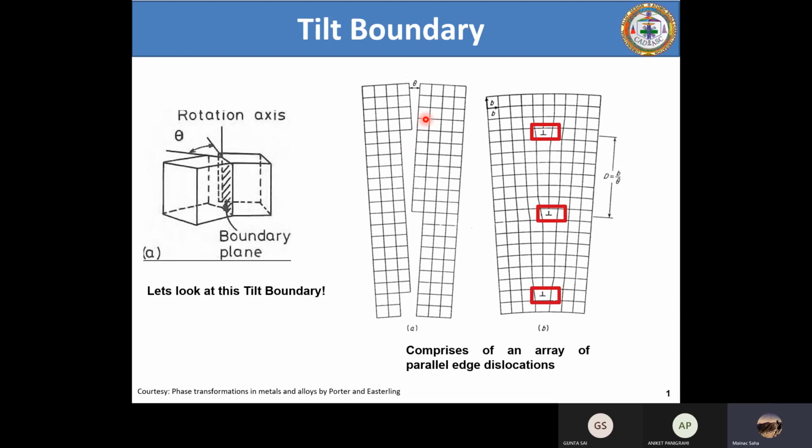So what is a symmetric tilt boundary? If you want to learn a definition, the definition is very simple. It's a tilt boundary in which both the adjoining grains are misoriented by an equal extent along an axis, the rotation axis.